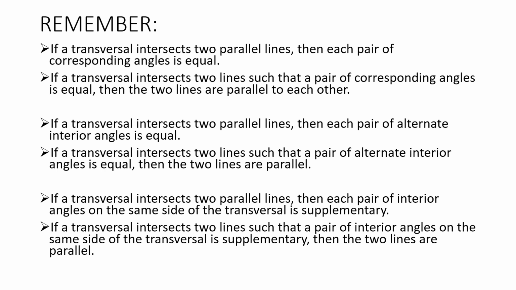Third one: if a transversal intersects two parallel lines, then each pair of interior angles on the same side of the transversal is supplementary, meaning the sum will be 180 degrees. Similarly, the converse also holds. If a transversal intersects two lines such that a pair of interior angles on the same side of the transversal is supplementary, then the two lines will always be parallel to each other.